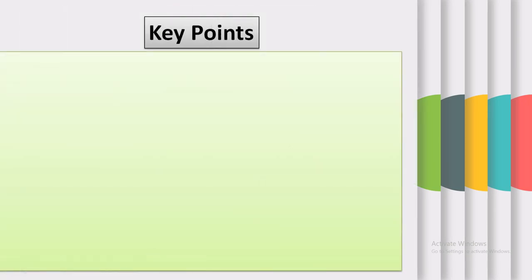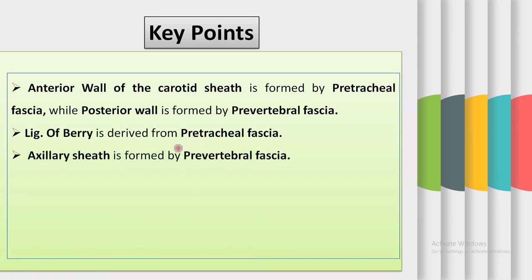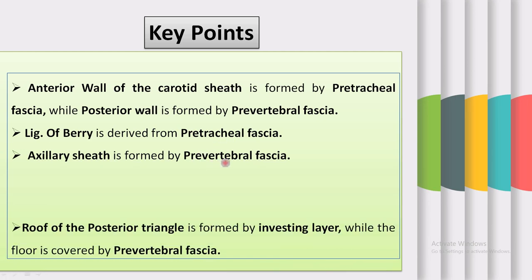Now the key points related to the deep cervical fascia. The anterior wall of the carotid sheath is formed by the pretracheal fascia, while the posterior wall of the carotid sheath is formed by the prevertebral fascia. Ligament of Berry is derived from the pretracheal fascia. Axillary sheath is formed by the prevertebral fascia.